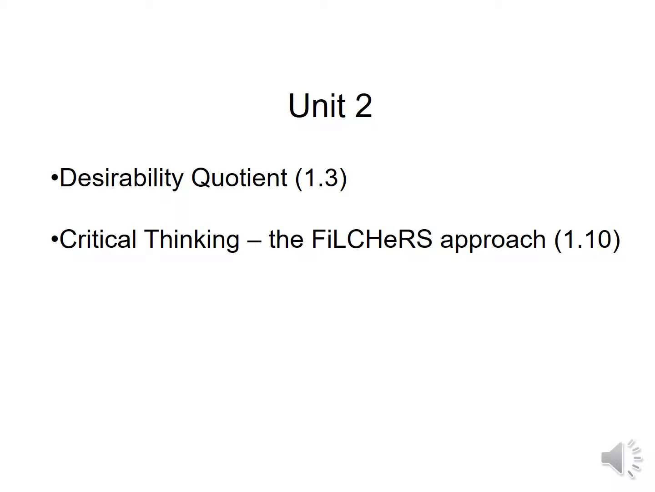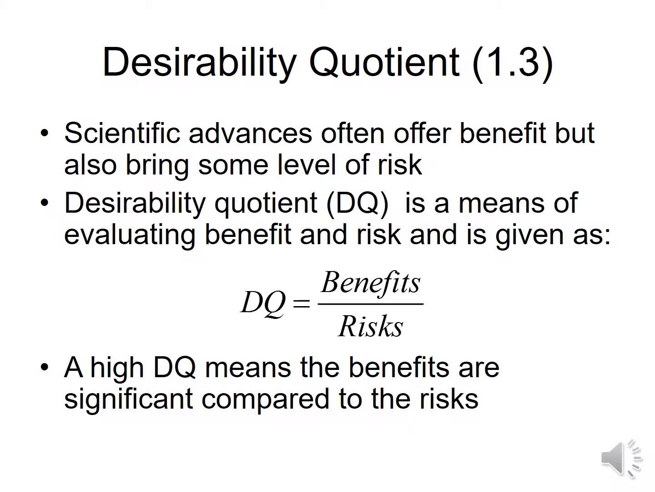We are into a couple topics that are more generally related to, well, to science and to thinking in general. The desirability quotient will be the first topic coming from section 1.4. Critical thinking, what we call the FILCHERS approach, will be coming from section 1.12.